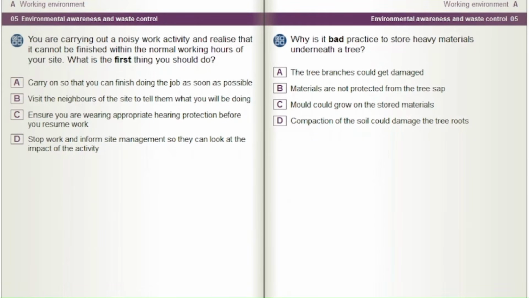Why is it bad practice to store heavy materials underneath a tree? The tree branches could get damaged. Materials are not protected from the tree sap. Mould could grow on the stored materials. Compaction of the soil could damage the tree roots.